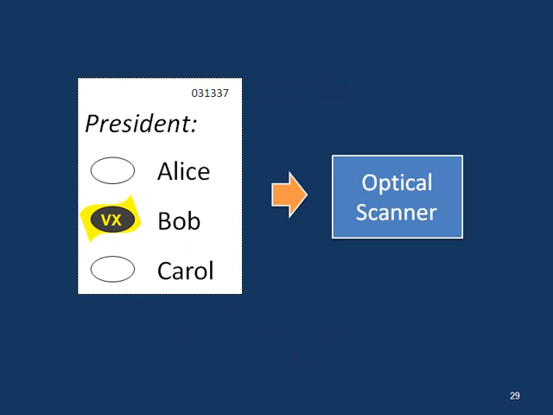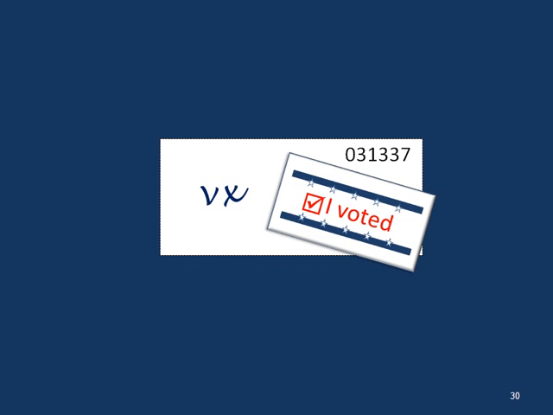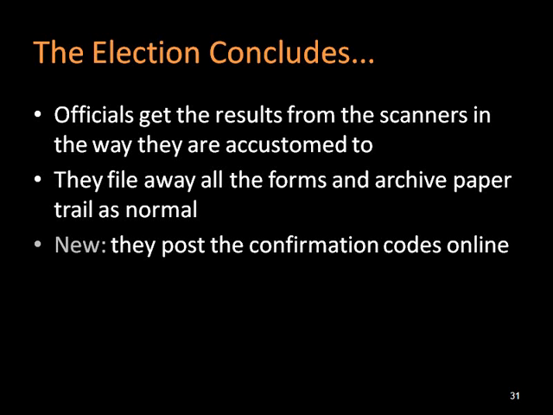Then I take my ballot to the scanner. I get my sticker, and I go home. So, what do the election administrators do? Well, not that much new, really. The officials get the results from the scanners in the same way they're accustomed to. They also file the forms and archive the paper trail as they normally would.